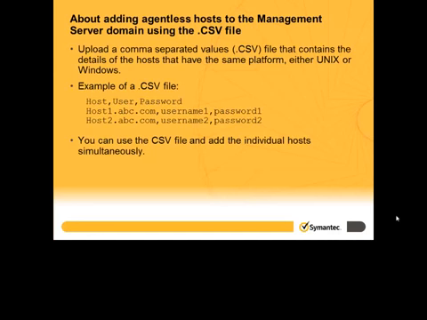The first line in the CSV file must appear exactly as shown. You can replace subsequent lines with the fully qualified host name, username, and password as shown in the example. You can use the CSV file and add the individual hosts simultaneously.